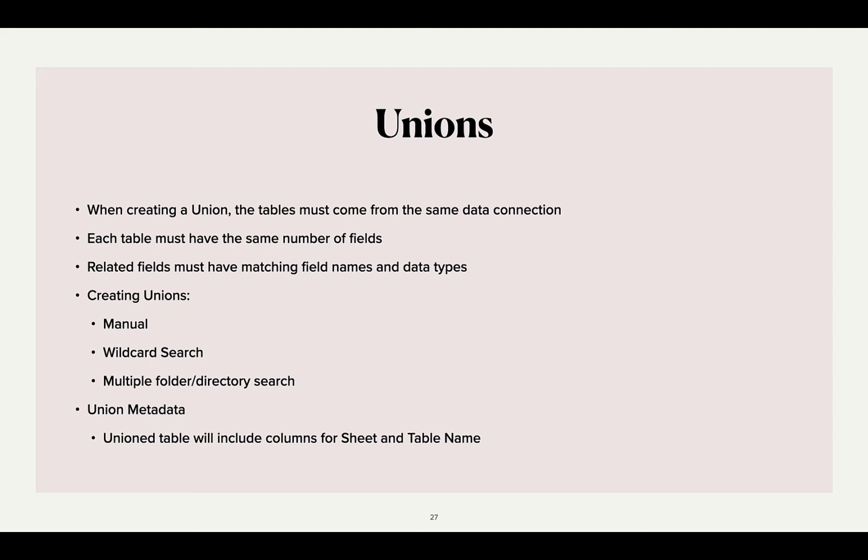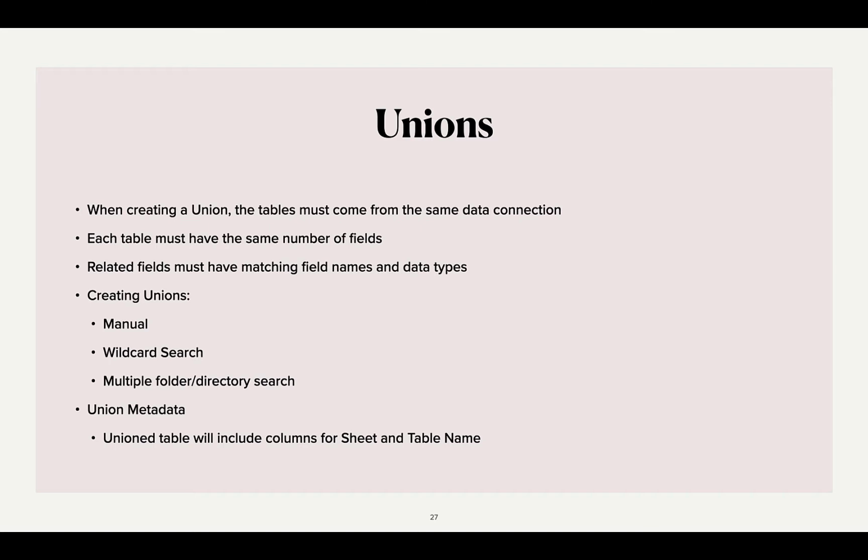Next, let's talk about unions. When creating a union, the tables must come from the same data connection. Each table must have the same number of fields, and related fields must have matching field names and data types. So there's lots of constraints before you could do a union. And if you don't meet these constraints, that's what data cleaning and data prep is all about, before you would do your union.